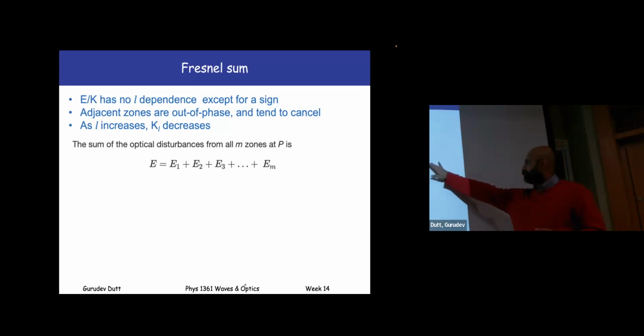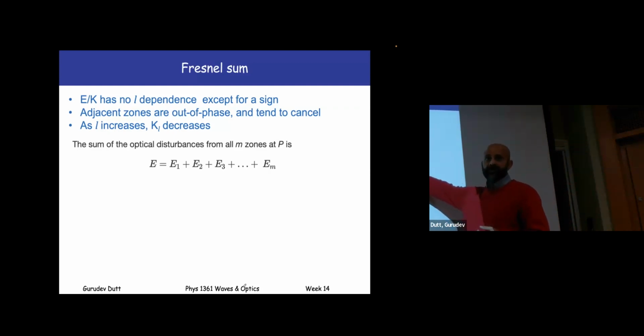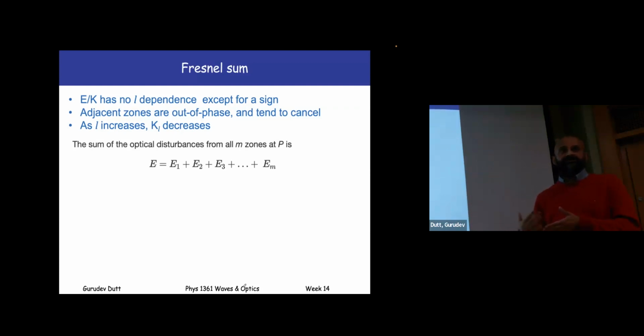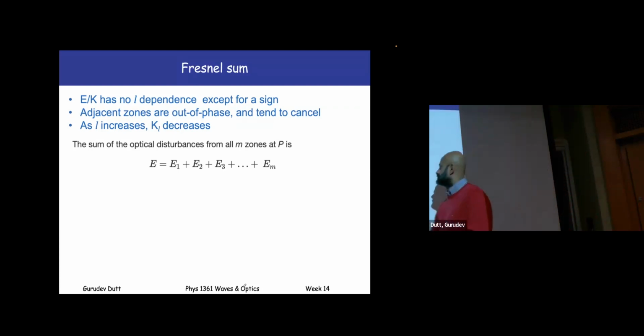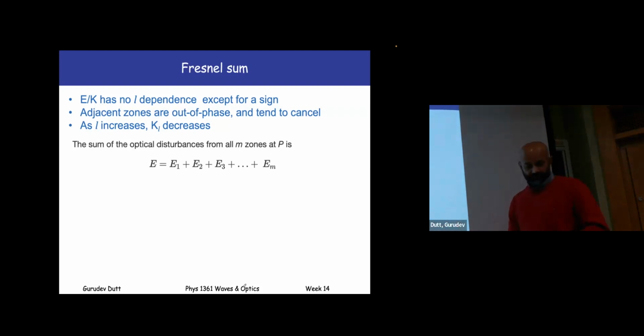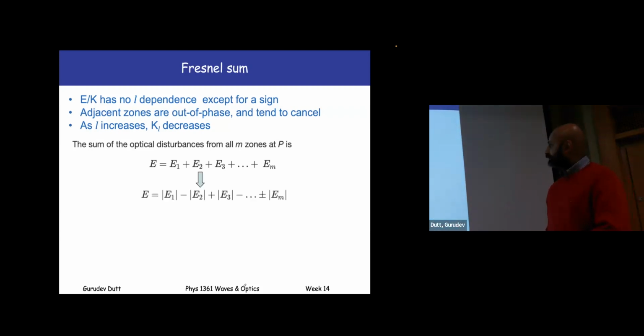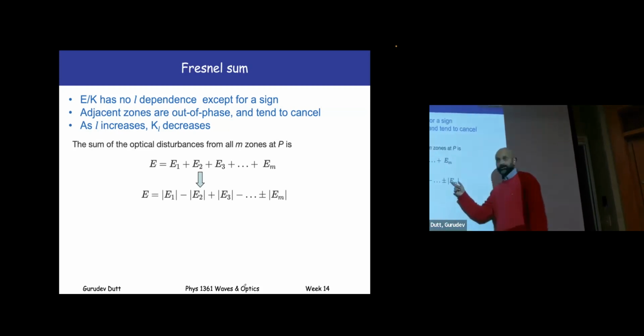So now let's take M zones at the point P. Let's take the sum of these M zones. Remember, the total field at the point P is the sum of all of these zones together. So E is the sum of all of these M zones. You can write this as the magnitude of E1 minus the magnitude of E2 plus the magnitude of E3 plus etc., plus or minus EM.